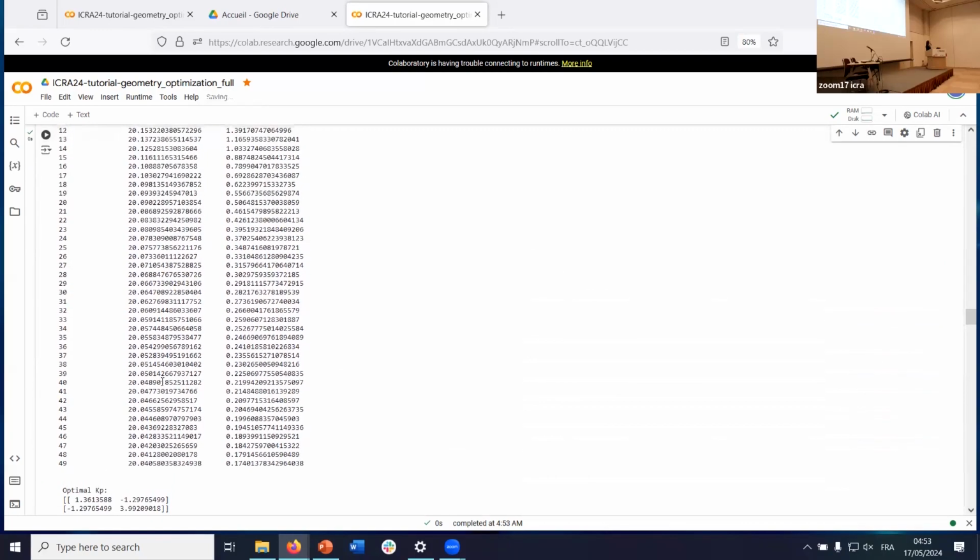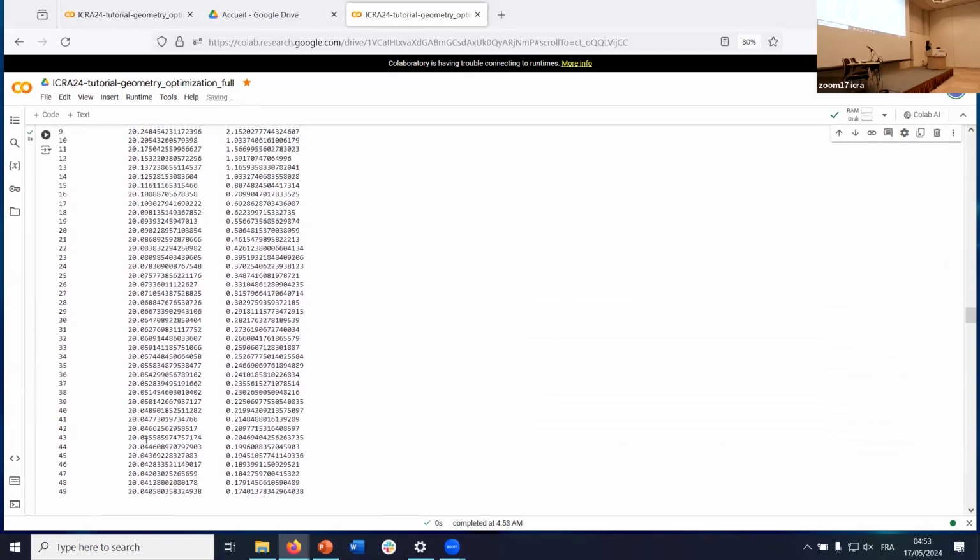So you see here we have all of it. The cost continues to decrease. The norm of the gradient continues to decrease. So you could increase it. If at some point you start jumping, it's because of the step size.